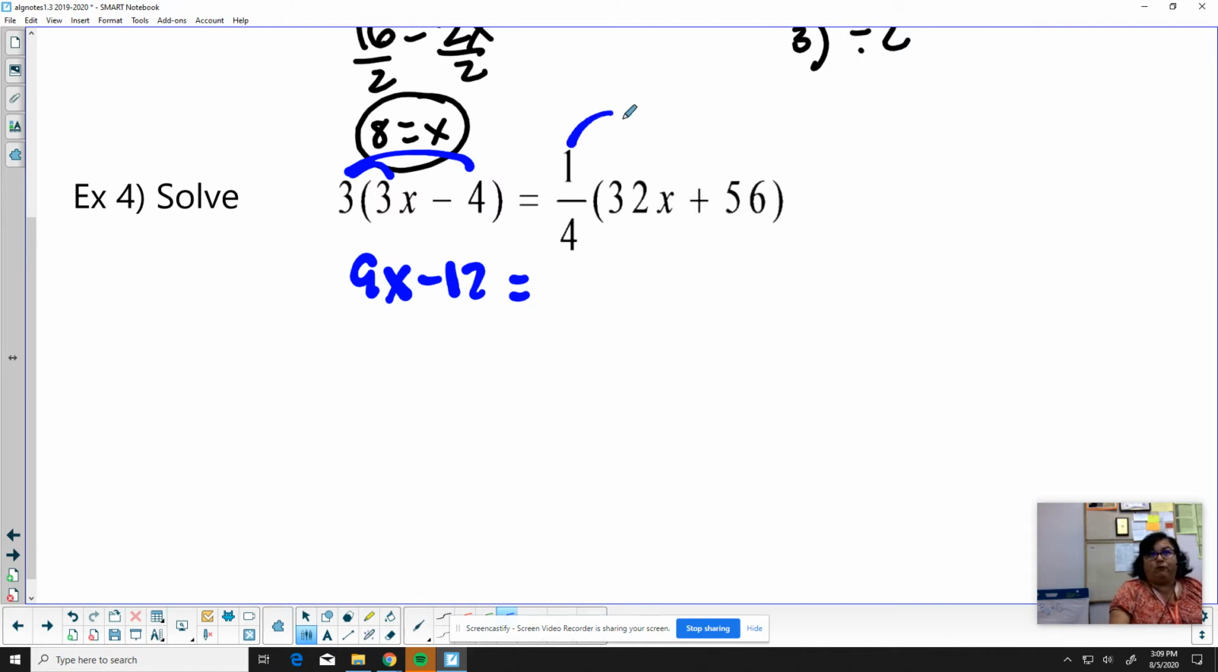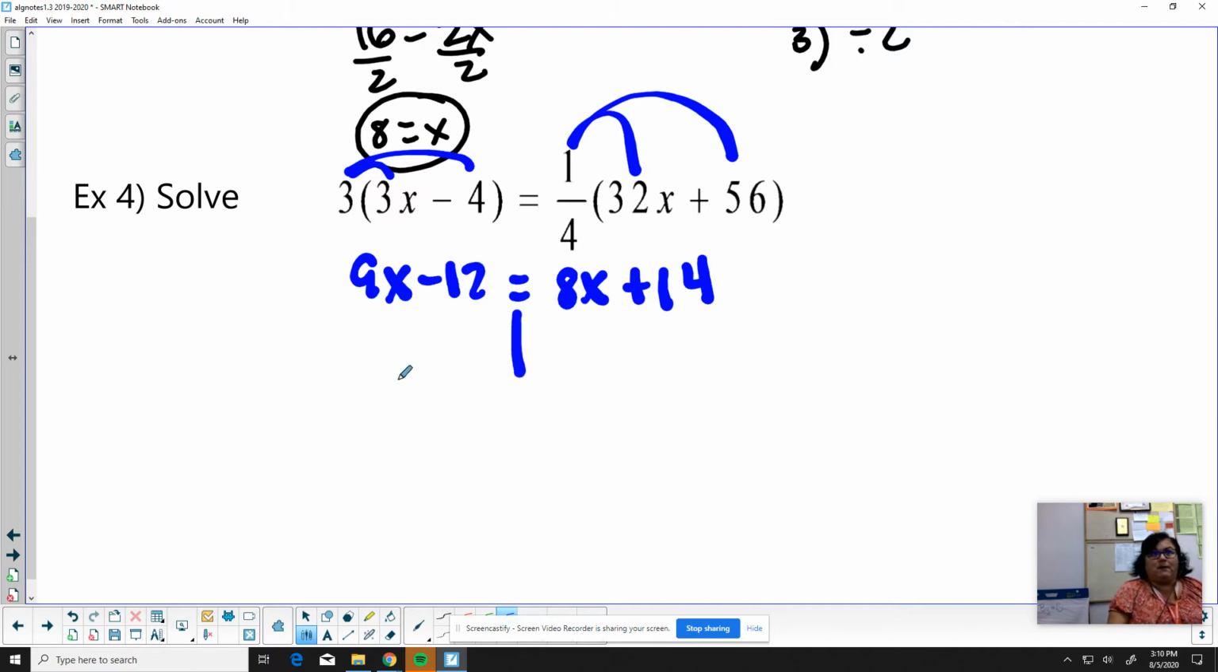Then I'm going to do 1/4 times 32x. That is 8x. And 1/4 times 56. That is, let's see, 56 divide, 1 goes in, 1 left over, 14. Okay, and again, feel free to use your calculator. Desmos does fractions. Okay, now notice I've got 1, 2 on this side, 1, 2 on this side.